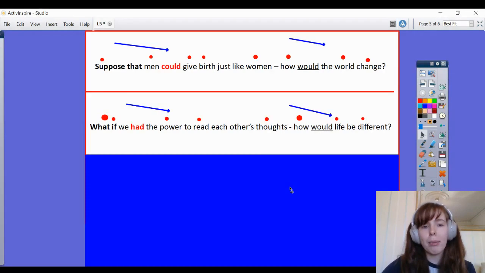What if we had the power to read each other's thoughts? So again, even though had is one of the words that changes for hypothetical situations, it's not one of the important words, okay? What if we had the power to read each other's thoughts? How would life be different?